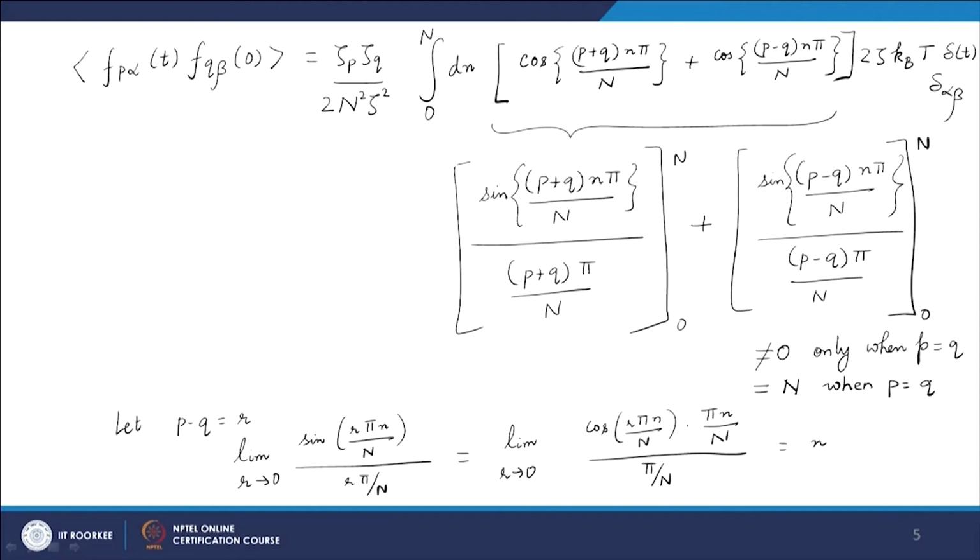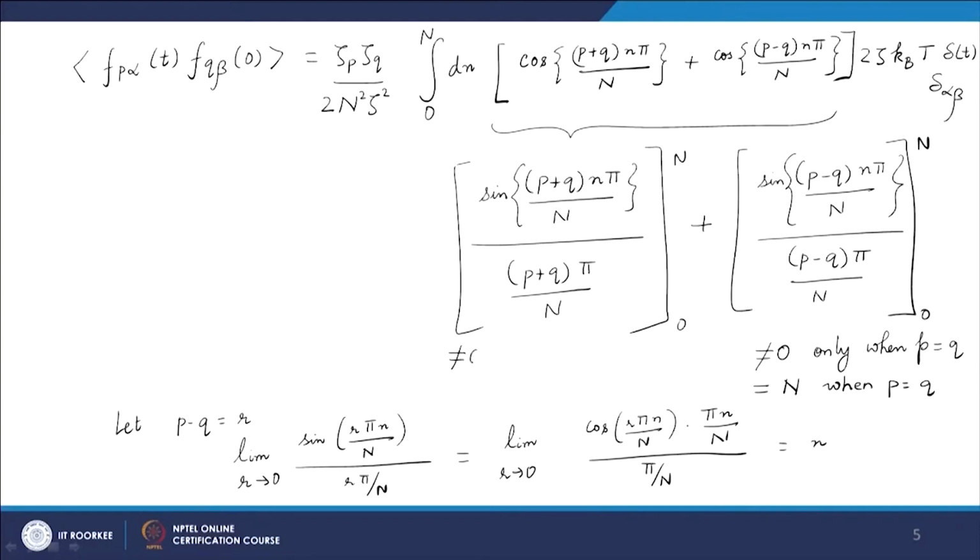Now, if I look at the first term, it is always 0 except when p plus q is equal to 0. Now, since p and q are both positive integers, this means this is not equal to 0 when p is equal to q is equal to 0, and in that case this is equal to n when p is equal to q is equal to 0.